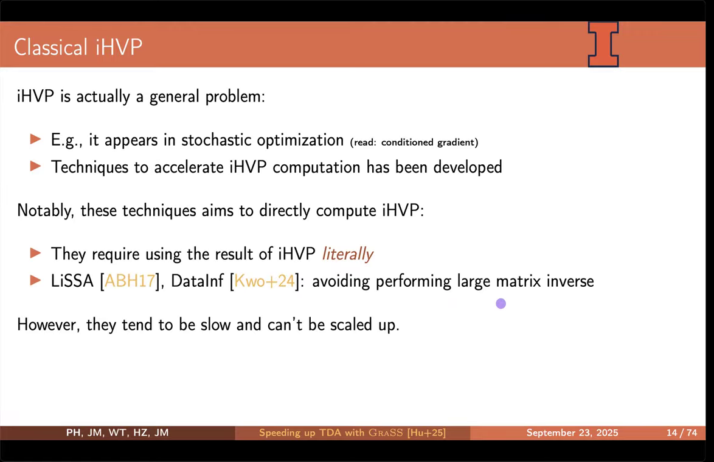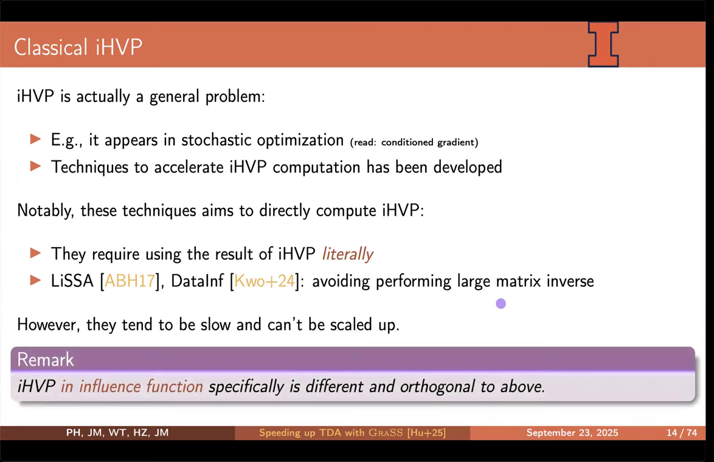The reason we spend time talking about this is that IHVP in our context, which is influence function computation, is quite specific and special, and we'll see why in a second. Basically, we view this classical literature as orthogonal to what we are going to talk about. The reason might be a little unclear for now, but I promise it will become clear. So this is just a historical note.